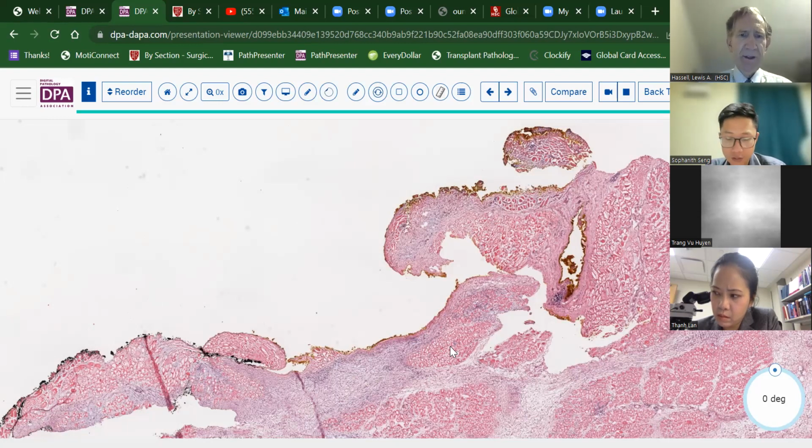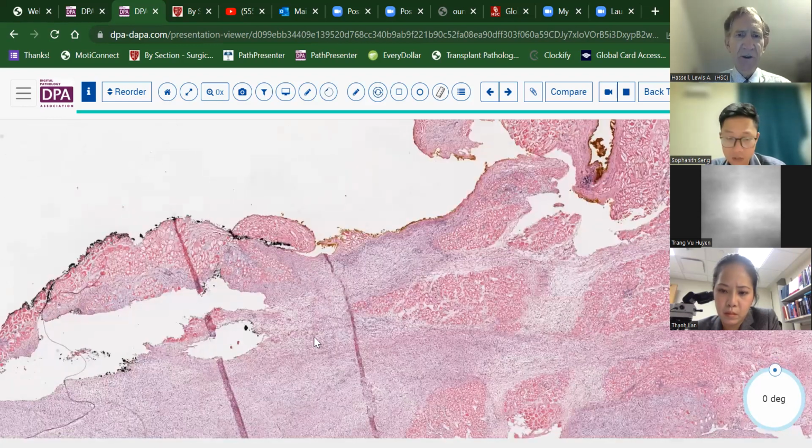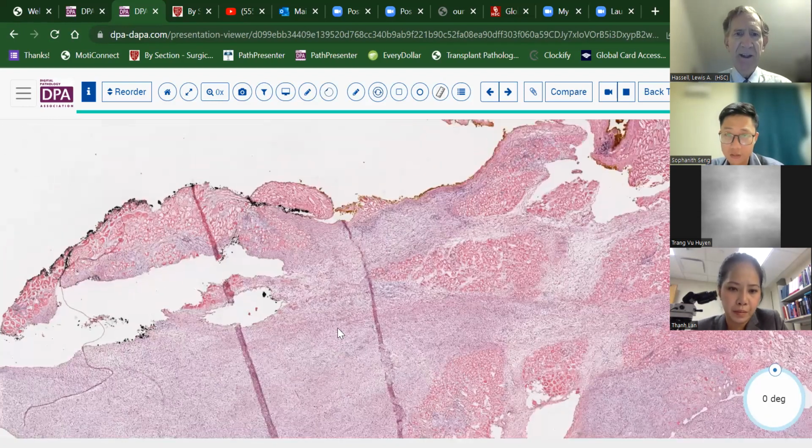So sort of coming back to our case here, I think we would, in most cases, indicate to the surgeon that this margin is positive.